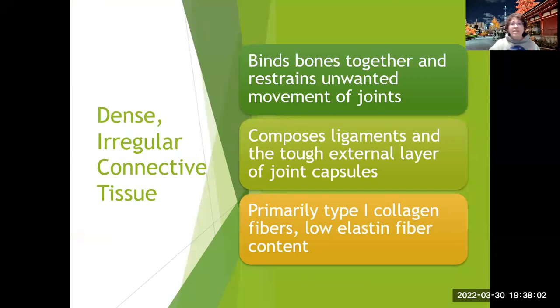So dense, irregular connective tissue binds bones together and restrains unwanted movement of joints. That's nice, right? So ligaments and joint capsules are often made of the dense, irregular connective tissue. They're primarily type 1 collagen, the tough kind, and low elastin because we want strength and not stretch. So low elastin content in dense, irregular connective tissue.